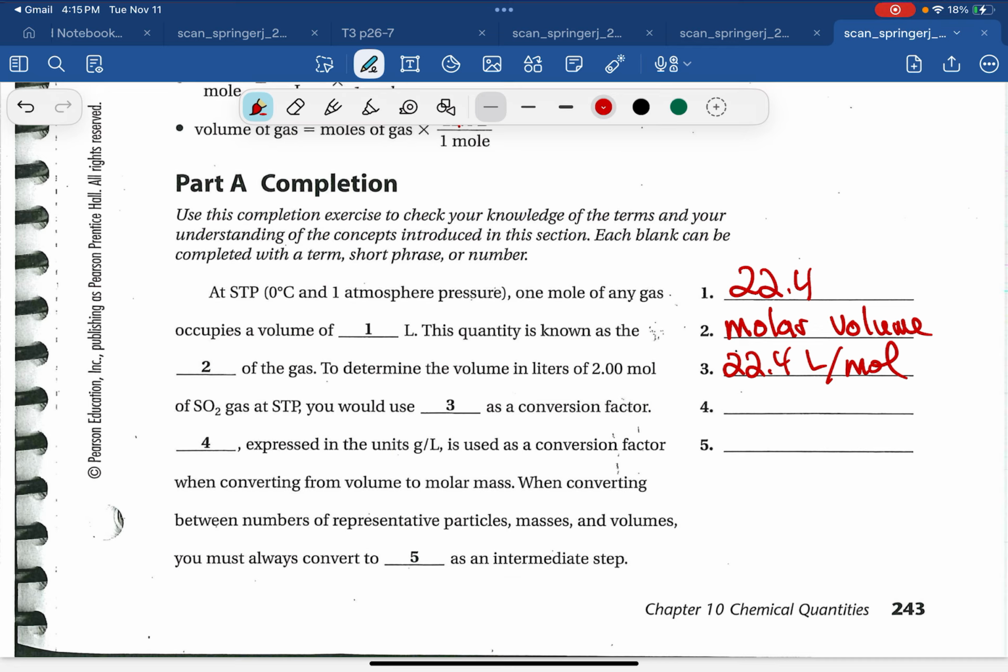Okay, so number 3. To determine the volume in liters of 2 moles of SO2 gas at STP, you would use 22.4 liters per mole as a conversion factor. Blank expressed in grams per liter, I believe that's density. In grams per liter is used as a conversion factor when converting from volume to molar mass.